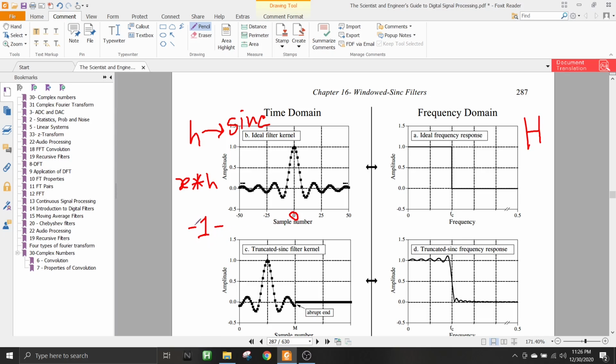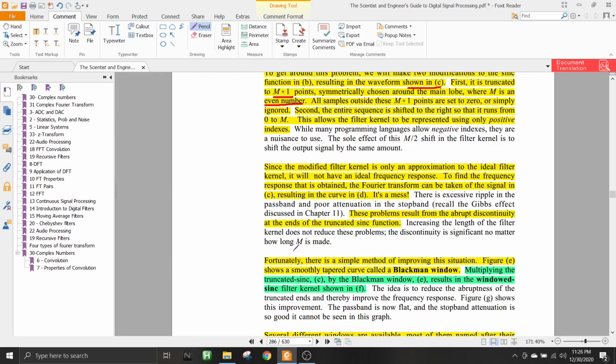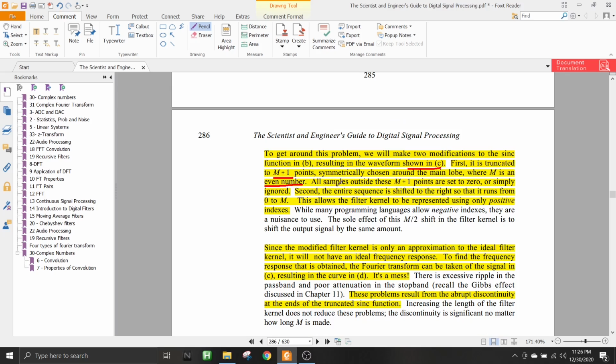Okay, so this is how we are going to choose m by 2 from left, m by 2 from right, and 1 from the middle. That is how we get m+1 points in total. This is how m+1 points are chosen. All samples outside these m+1 points are set to 0 or simply ignored. Second, the entire sequence is shifted to the right so that it runs from 0 to m.